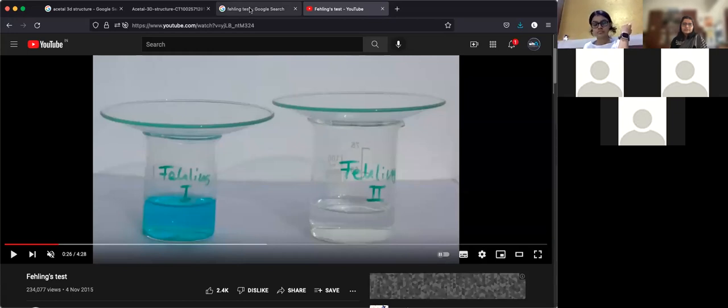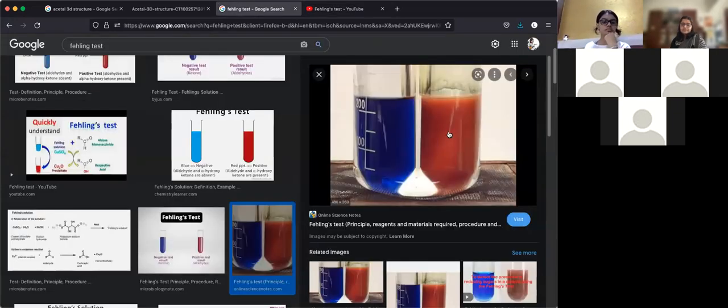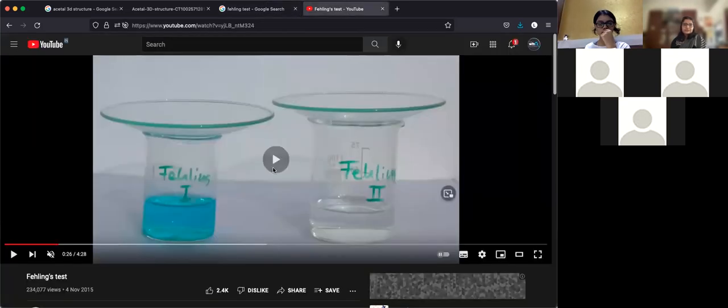Yeah. So first, this is the difference. Copper salts are blue in color, but once it's reduced to Cu+, this is the color of the precipitate that is formed. So positive Fehling's test is red, negative is blue. Okay. And this is what the test looks like.